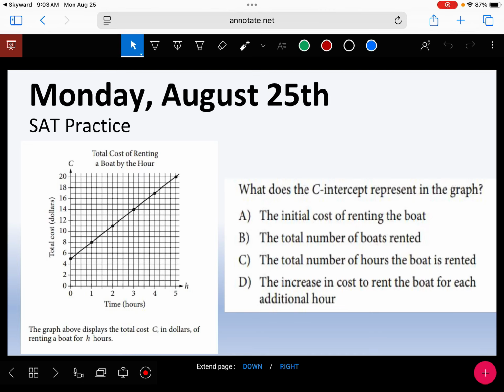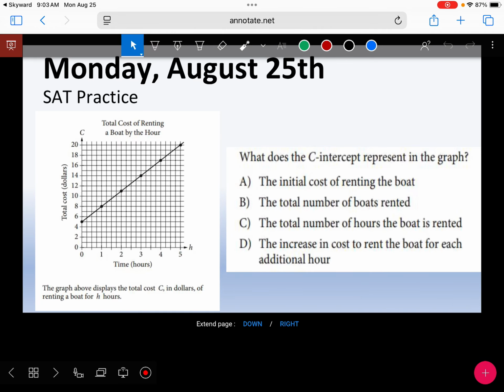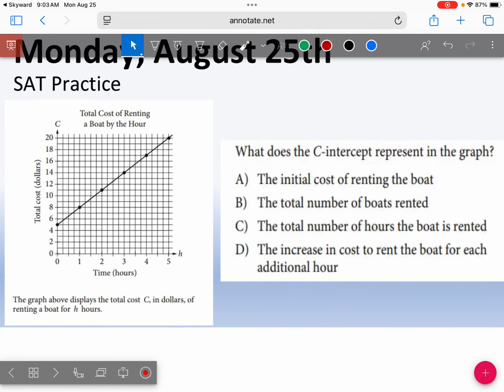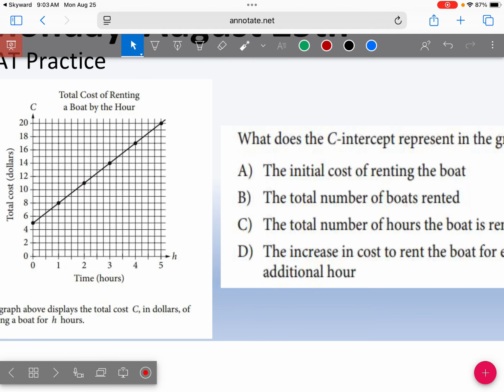All right, so it says we have this graph. This is a SAT question, by the way. So we have a graph, and we're trying to figure out, this is the first question on the bell work. What does the C-intercept represent, which would be this point? Now keep in mind that C in this example represents the total cost.